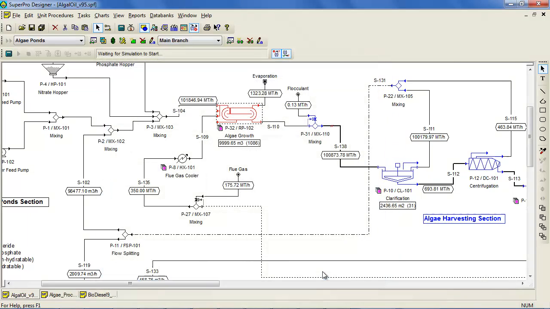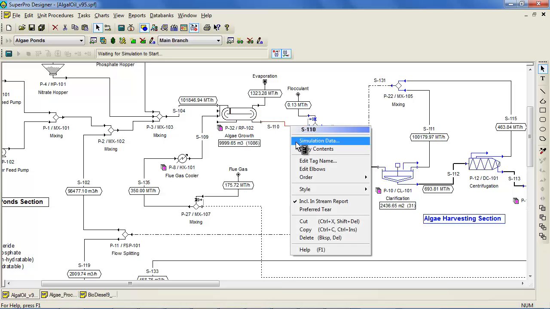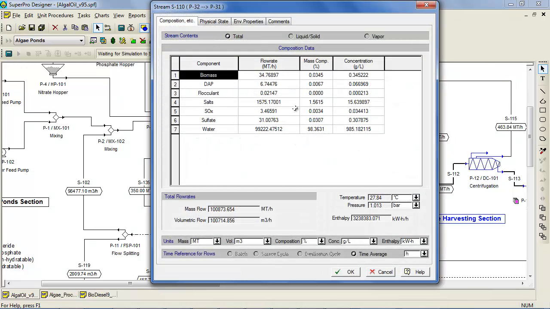In this model, the flow rate of algal biomass exiting the ponds is roughly 275,000 metric tons per year. This is based on an hourly flow rate of roughly 35 metric tons per hour and an expected annual uptime of 330 days per year. Based on these values, the aerial productivity of the ponds is approximately 50.7 metric tons per hectare per year.